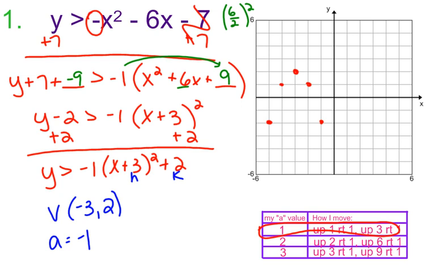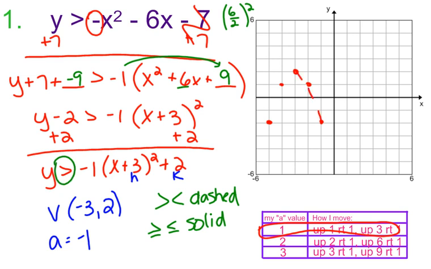The tricky part now is that I have to not connect the dots until I decide if they should be solid or dashed. If you remember, greater than and less than symbols are dashed because those values aren't included in the answer. Greater than or equal to or less than or equal to is a solid line because those values are included in our answer. So because my problem has a greater than symbol, I'm going to make a dashed parabola.